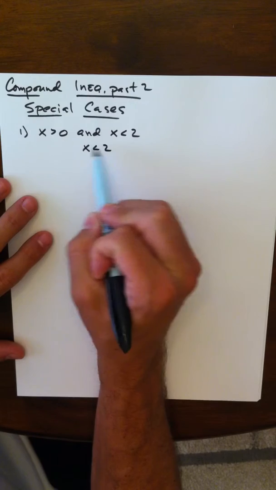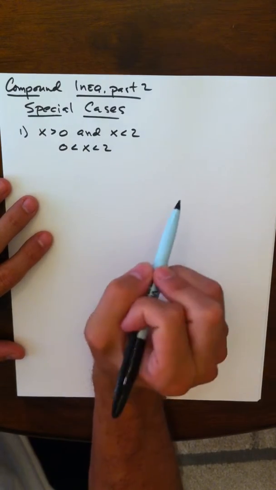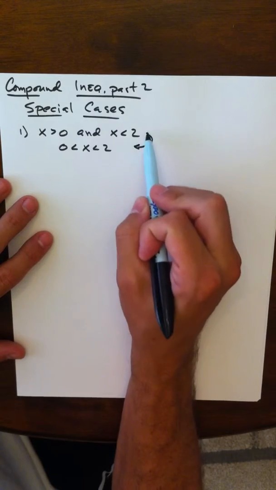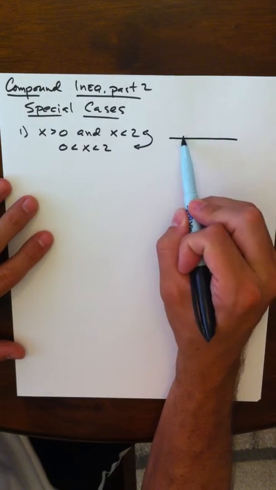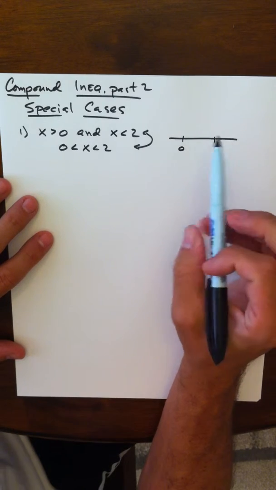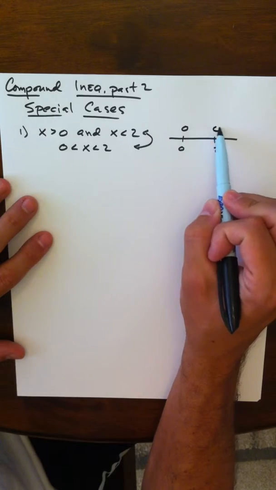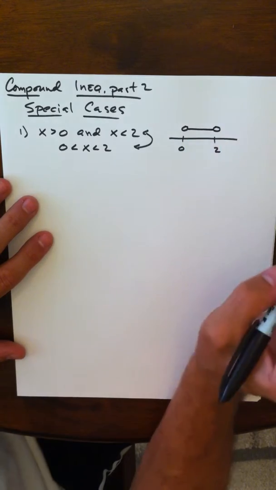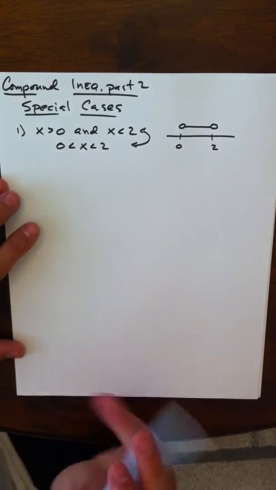x is greater than 0 and x is less than 2. Now, be aware that these are exactly the same thing. And how would you graph that? Well, you would just simply put 0, put 2. x is greater than 0, so open circle. Less than 2, open circle, and everything in between. Now, that's not a special case. That's just a little reminder.